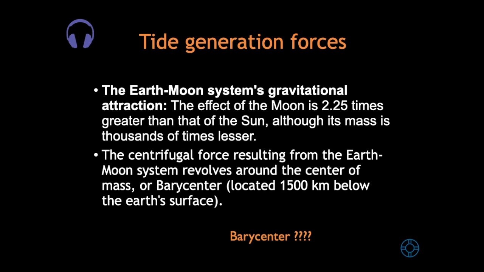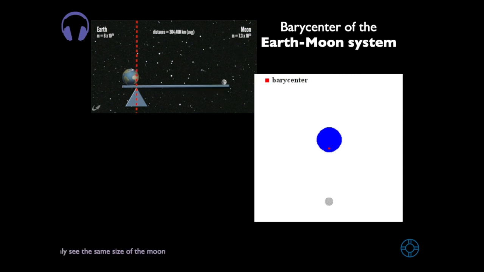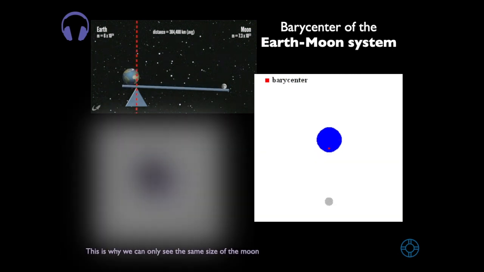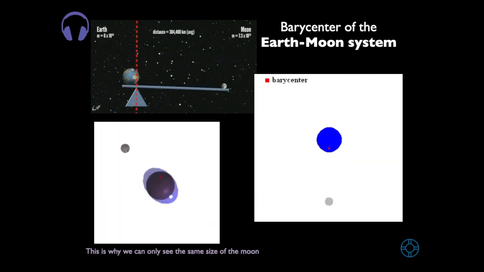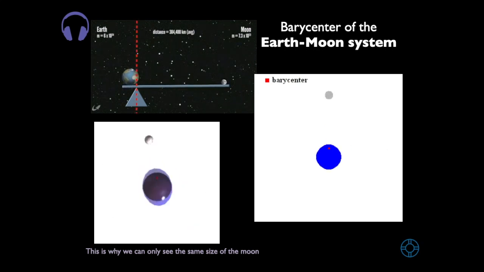What is the barycenter? In astronomy, the barycenter is the center of mass of two or more bodies that orbit one another and is the point about which the bodies orbit. It is an important concept in fields such as astronomy and astrophysics.